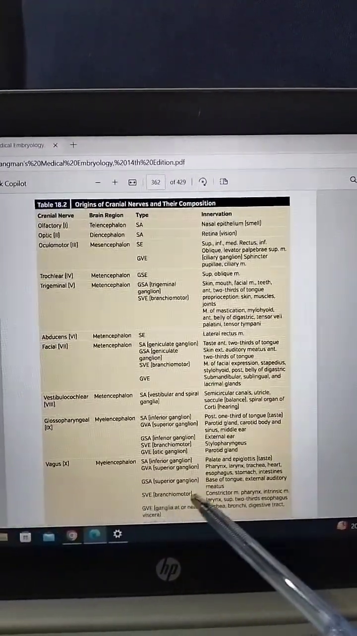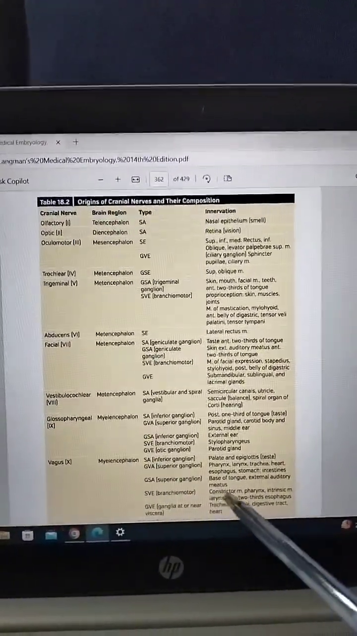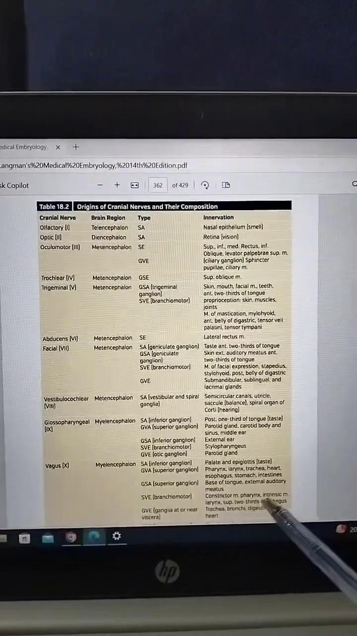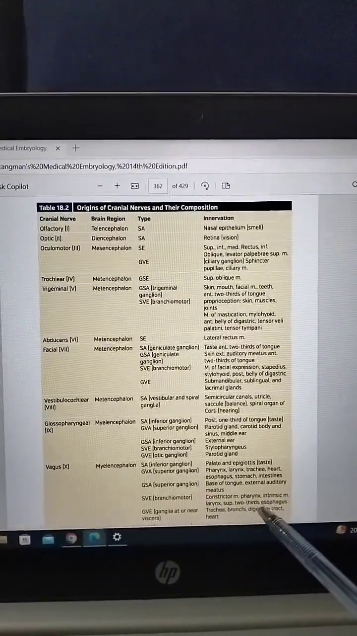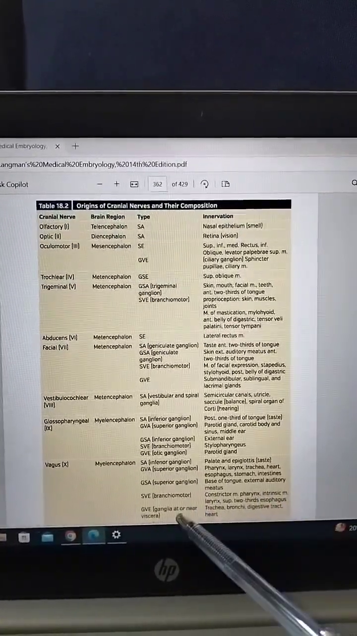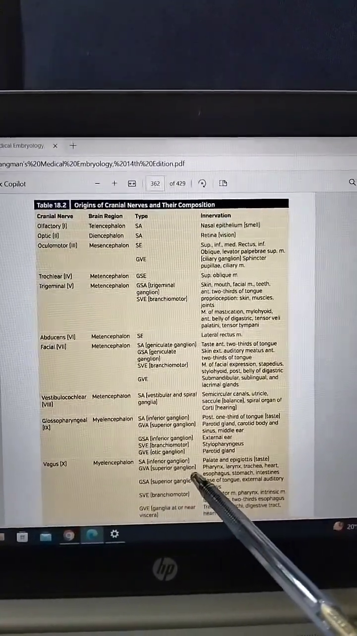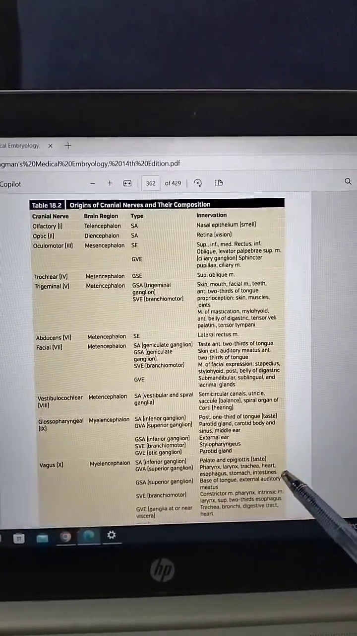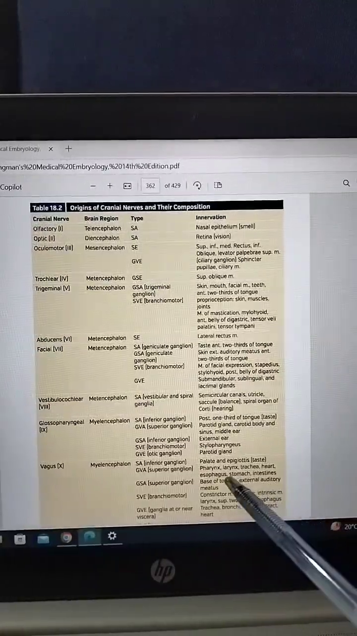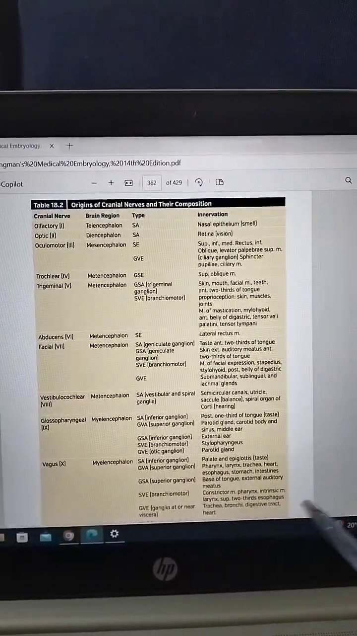Now let's talk about SVE. SVE for 9 and 10 are always for digestion. The muscles of the pharynx, constricting muscles of the pharynx, intrinsic muscles of the larynx, and superior 2/3 of the esophagus were used here, as well as GSA, and GVA and GVE are left now. So for the GVA, please remember the trachea, the bronchi and digestive tract, and heart. And you can remember the same for GVE as well. So digestive muscles.